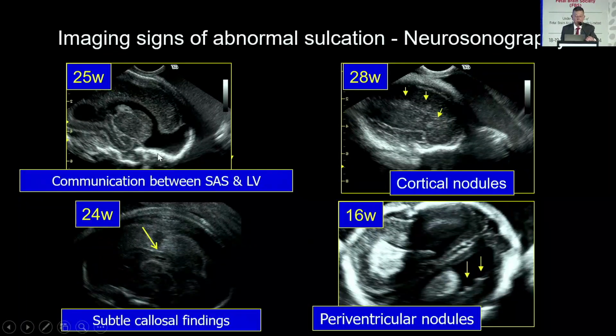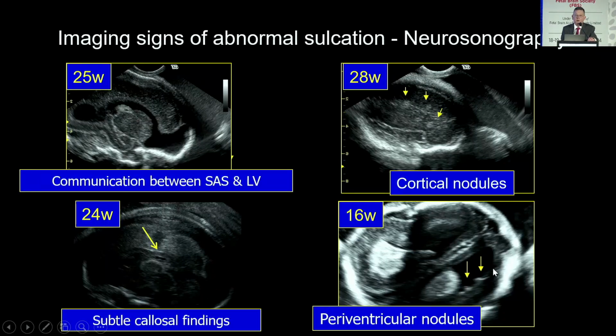When you see a communication between the subarachnoid space and the lateral ventricle, this is schizencephaly, open lip. Here you have the presence of cortical nodules, tuberous sclerosis. We are going to develop the issue of cortical nodules and tuberous sclerosis in a few moments. Here you have an abnormal shape of the corpus callosum. That is a subtle finding that also is not necessarily associated with malformation of cortical development. And I'm going to show you this case in more detail.